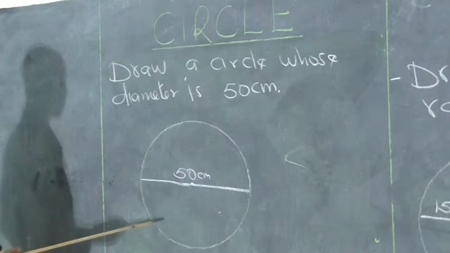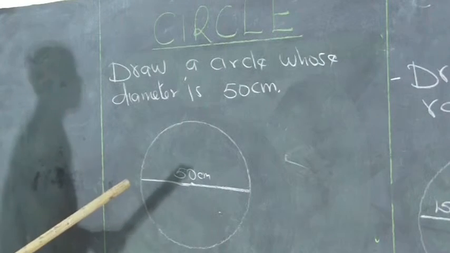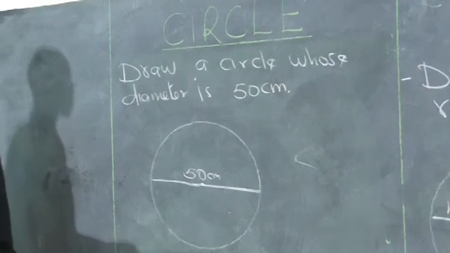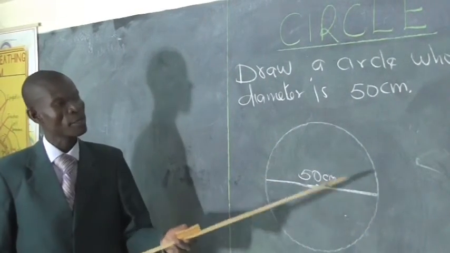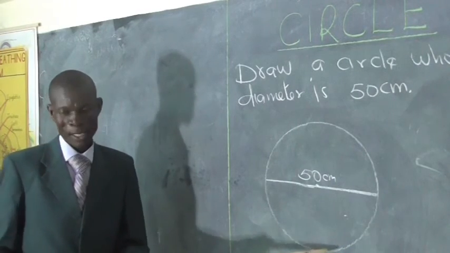Now, that marks the end of our lesson for today. In our next lesson, we'll be discussing how to calculate the circumference, that is the distance all around a given circle.